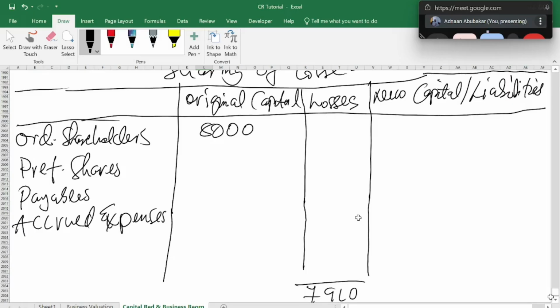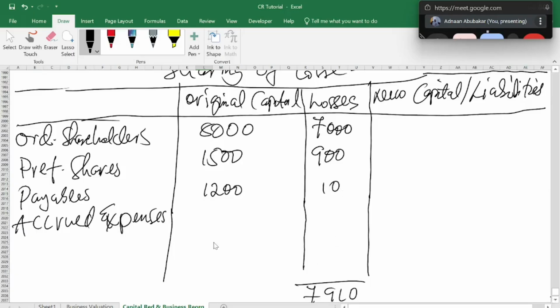I said, let's give ordinary shareholders 7,000. Yes. That is what I am thinking. Now you have 910. How do you share? So here, this one too, the original is 1,500. The 910, how do you share it? We can give it to him, to this one. And then the 10 should go where? Then we can give it to the payables. What is the original value for payable? 1,200. So you give him 1,000.